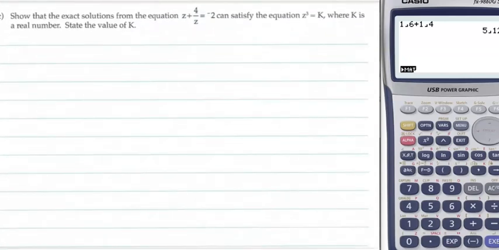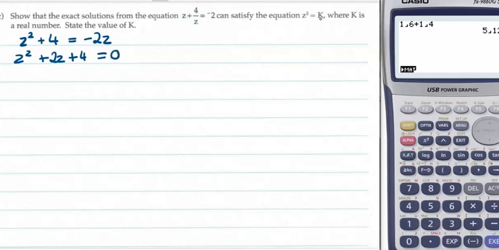Part C, we want the exact solutions from this equation that satisfy z cubed equals k, and k is a real number. So we'll start by finding the possible solutions to this and then check if they match this. Right, so first I'm going to multiply everything through by z so that we can sort of get rid of that z on the bottom and then rearrange it into a more normal looking quadratic. Oh, that was a plus 4 just there.